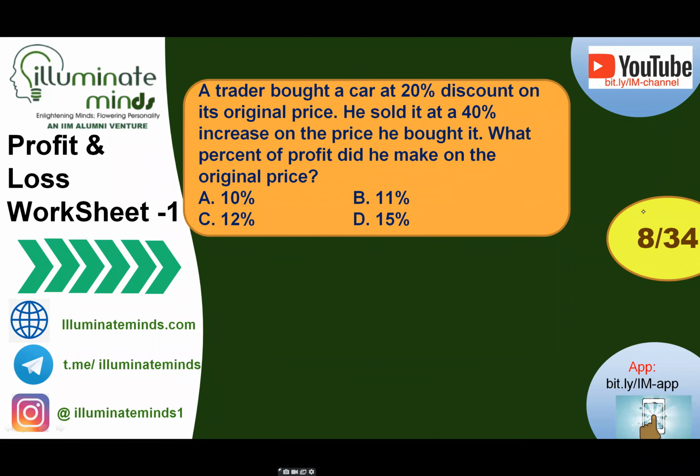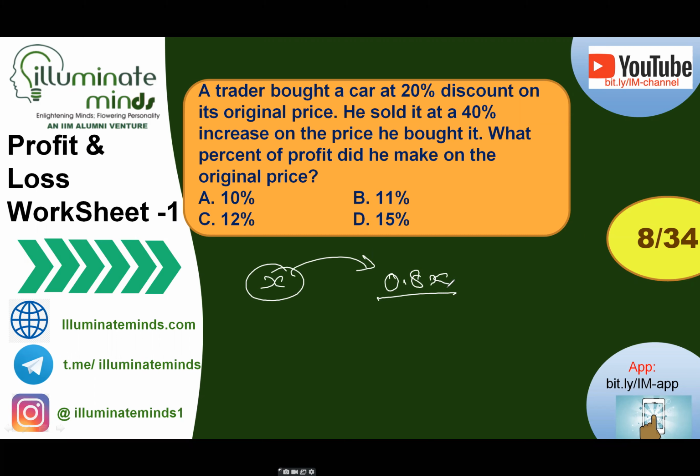Let's move to the next question. Question number 8. A trader bought a car at 20% discount of its original price. He sold it at a 40% increase of the price that he bought it. So what percent of profit did he make on the original price? Okay. So the original price is X. So he bought it at 0.8X.